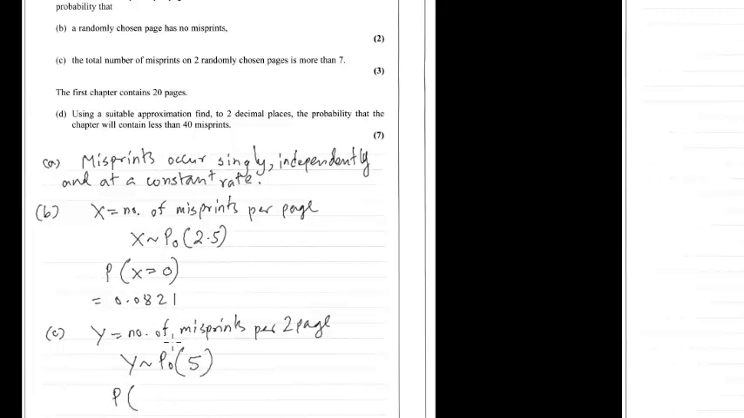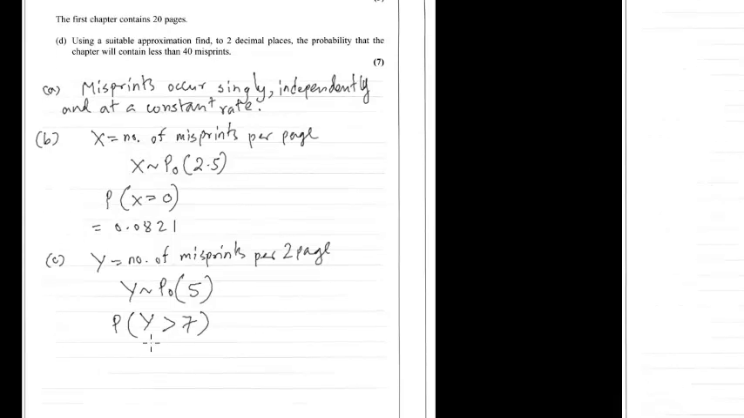And the probability we have to find, probability is usually given by more than, less than, exactly like that. So probability is more than 7 misprints. So y is greater than 7. In discrete distribution, greater than 7 means greater than or equal to 8. If something is more than 7, that means it is definitely going to be 8. So y is greater than or equal to 8. That means 1 minus probability y is less than or equal to 7.